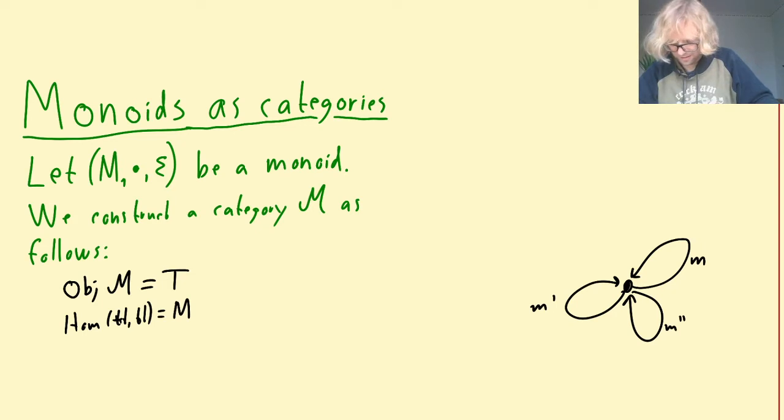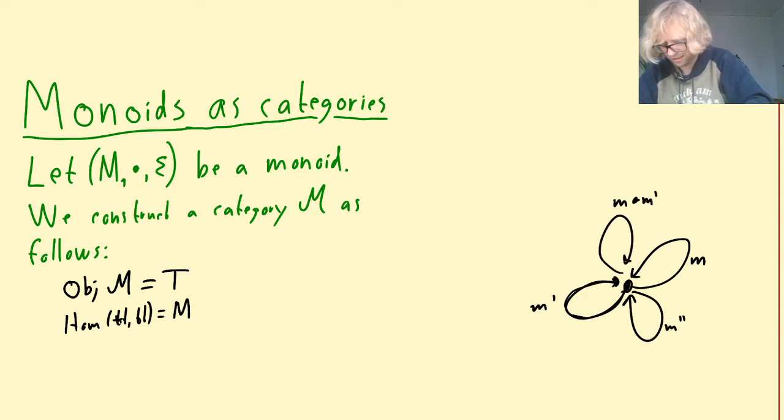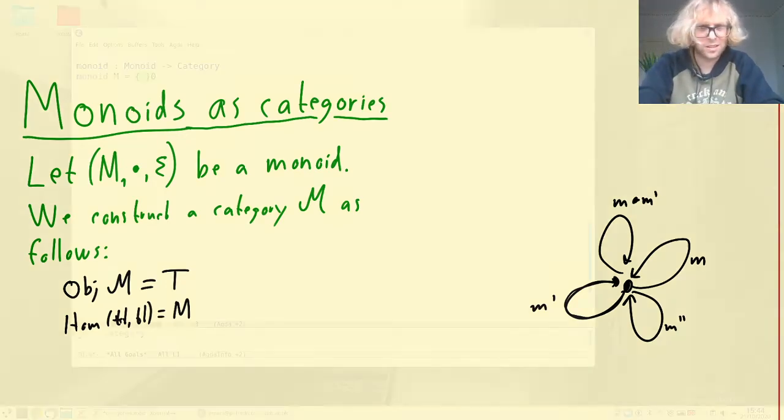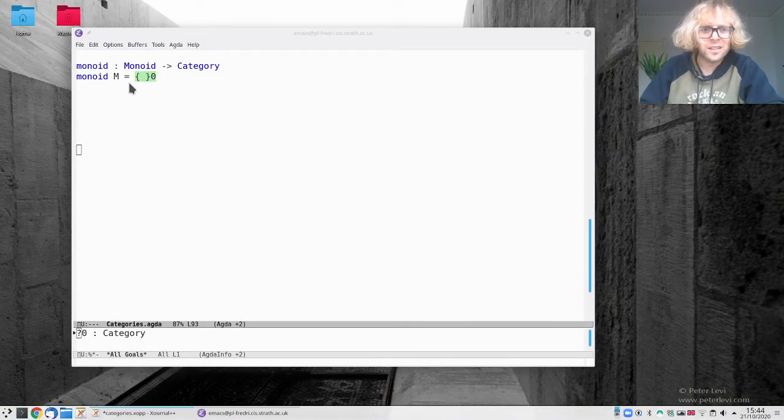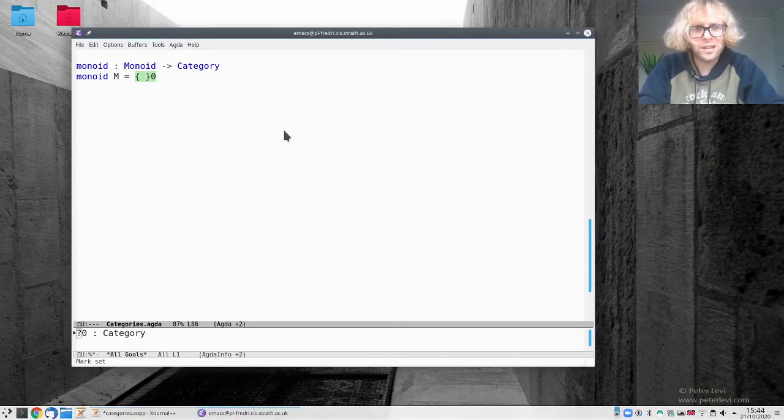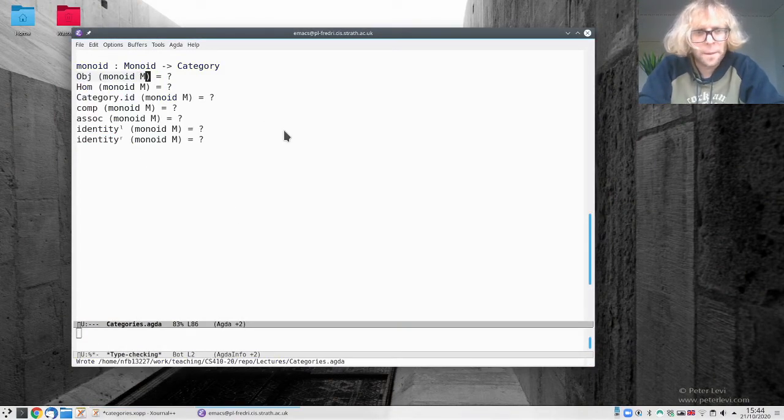And then I need to say how to compose these morphisms, and I'm going to do that by using the multiplication of the monoid. Right, so that gives me a composition, and then my monoid has a unit, so that's going to give me the identity for this composition. So let's see if we can do this in Agda. So you have given me a monoid M, I'm going to give you a category.